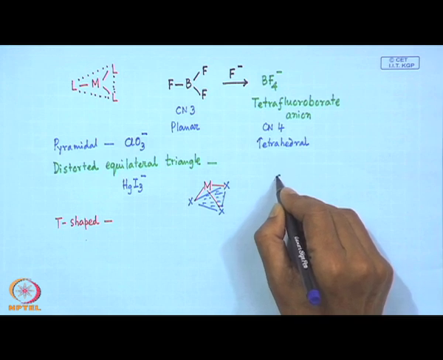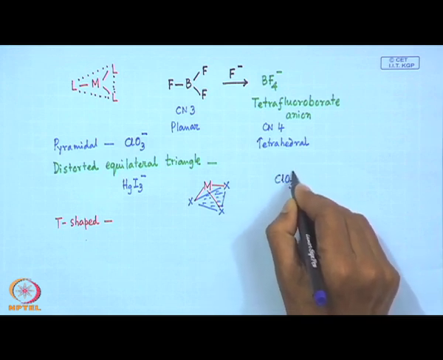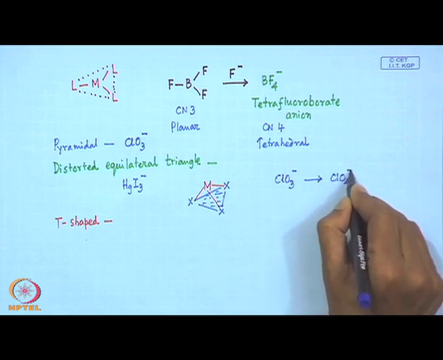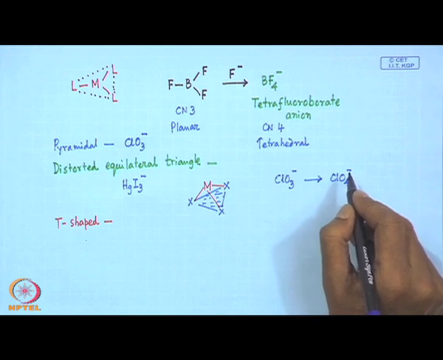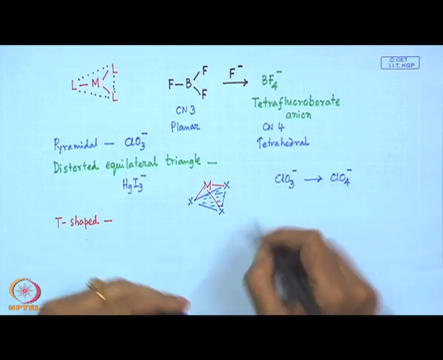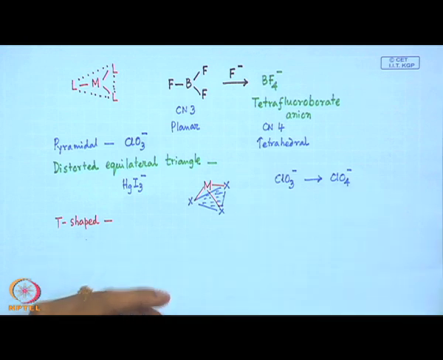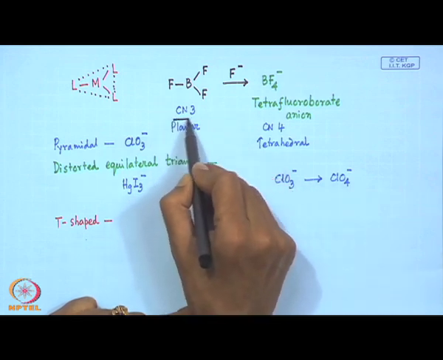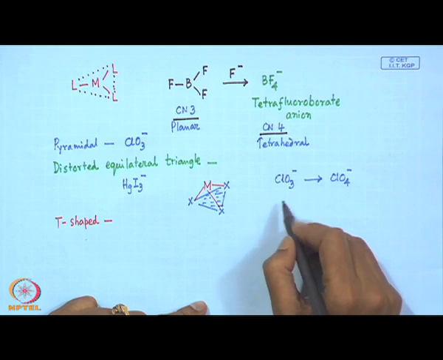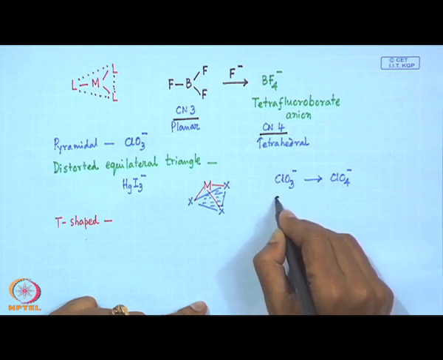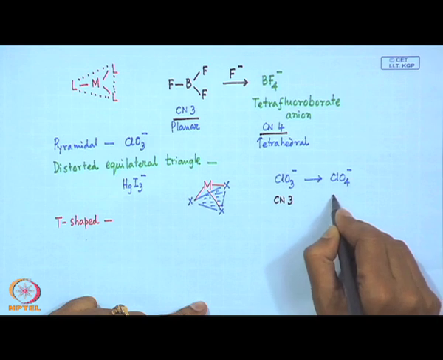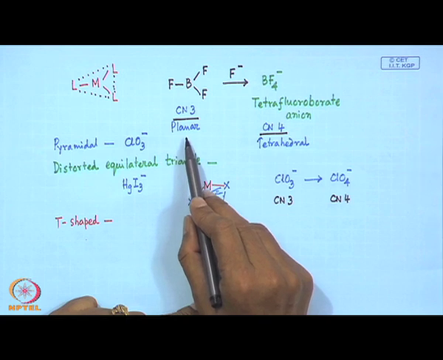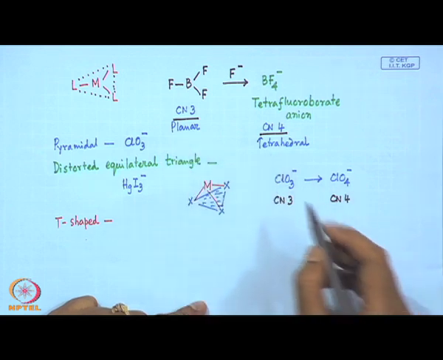So, when we move from the chlorate to perchlorate, we get a corresponding structural change as well as the coordination number change. Like the BF3 to BF4 change, here also we get a corresponding coordination number of 3 to a coordination number of 4. But in this particular case, it was a change from pyramidal to a tetrahedral structure.